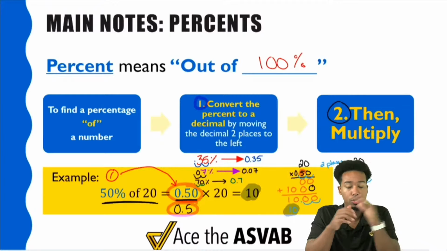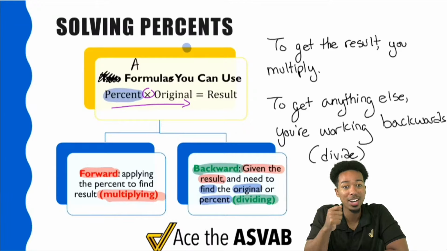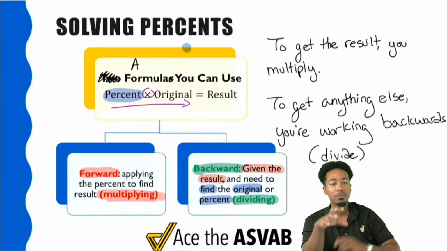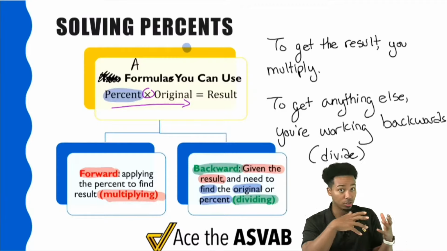Let's flip the script here. If you're trying to find anything else, so if you're trying to work backwards, what operation are you typically going to use? Dividing, right? To work backwards to find anything, like the original value or the percentage that was applied, you're dividing.